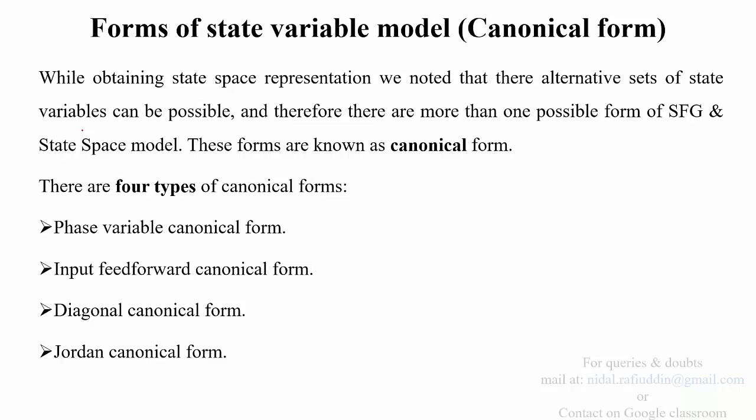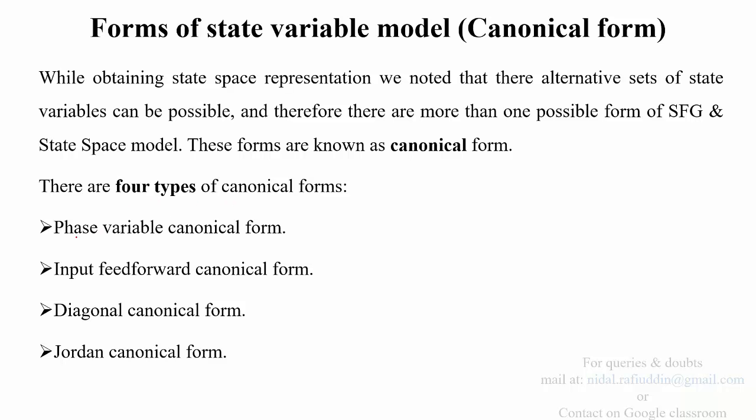Since different sets of state variables are possible in any system, this gives rise to many possible forms of SFG. It depends upon how many alternate sets of state variables are possible, and thus you will have different types or different models of SFG and state space. These are broadly called canonical forms, and there are 4 basic types of canonical form.